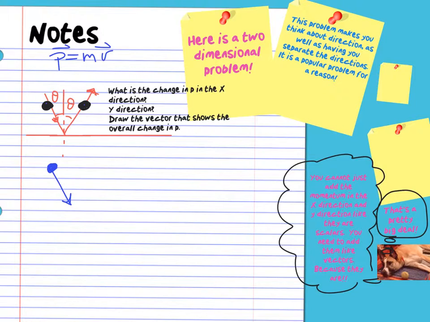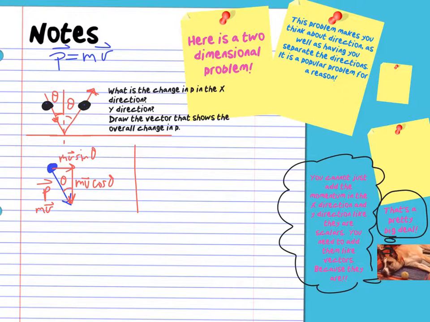All right. We know that this is theta. So if we were to break up our momentum vector into components, and this is theta, and this is mv, then this is going to be mv sine of theta because it's opposite the angle, and this one is going to be mv cosine of theta because it's adjacent.